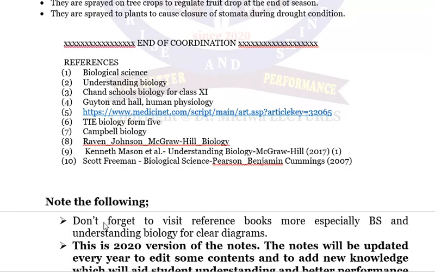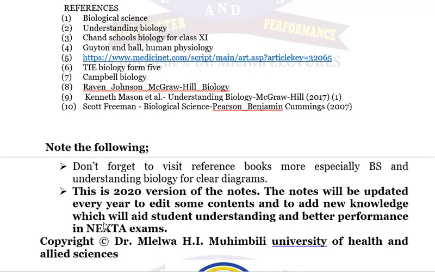And again, it is very important to remind you to remember to visit the reference books for clear diagrams. Some of the diagrams which I've been using in these notes, I've got them from online, and they are not compatible with the diagrams which are present in your books. So these are used just for teaching, but sometimes they cannot help you to answer your exams, but they increase your understanding of biology and of coordination.